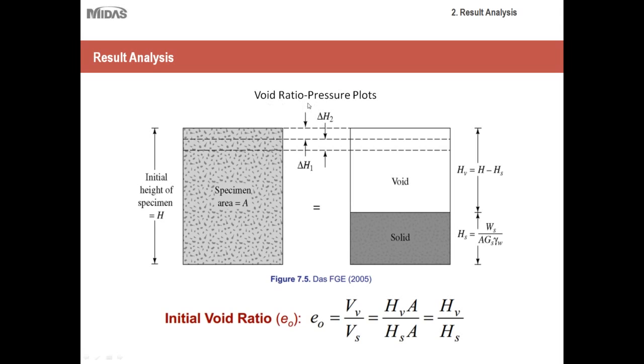And then here are your void ratio pressure plots. This is just something that you can use as a reference. When you have your specimen, it'll have something like this, and this is what your void ratio will look like. Naturally this will change as settlement occurs. I won't go over these equations in detail. They're pretty self-explanatory. Just keep in mind that what you want to get is your initial void ratio, which you can define by these 3 methods over here.